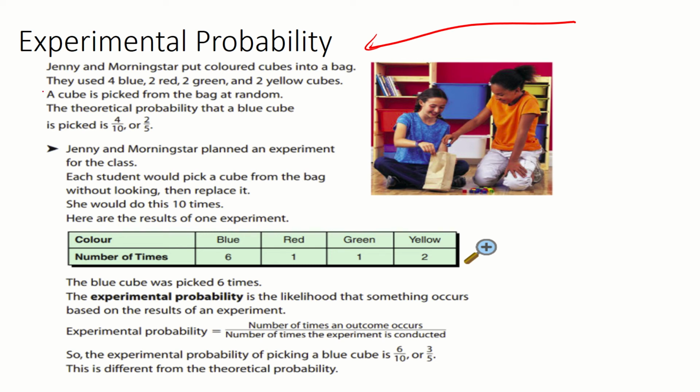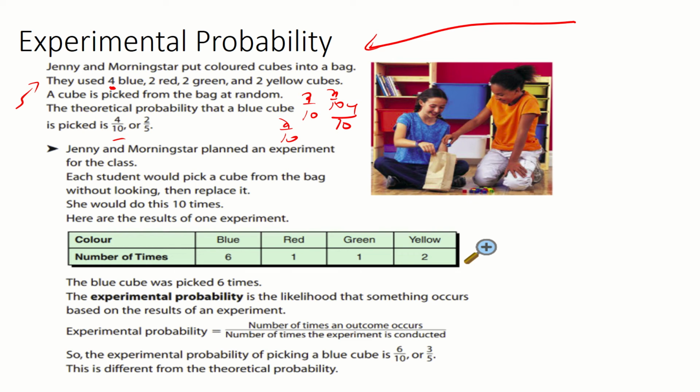So, Jenny and Morningstar put colored cubes into a bag. They used 4 blue, 2 red, 2 green, and 2 yellow cubes. A cube is picked from the bag at random. The theoretical probability that a blue cube is picked is 4 over 10. Think of it this way: 4 blue, and there's 10, so it'd be 4 over 10. Same with red, it would be 2 over 10. Green would be 2 over 10, and yellow would be 2 over 10 as well. That is theoretical probability, so that's the big difference.